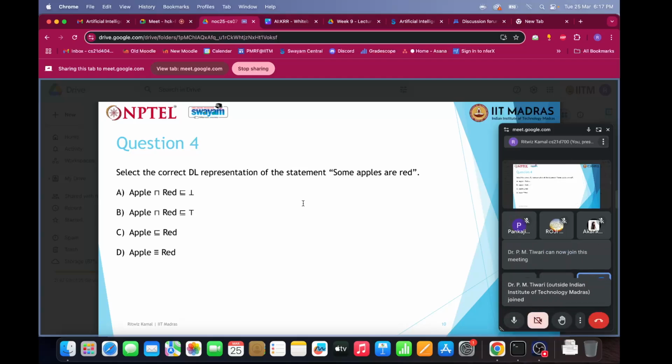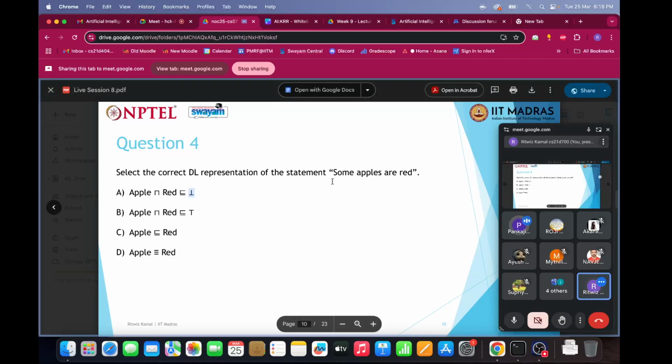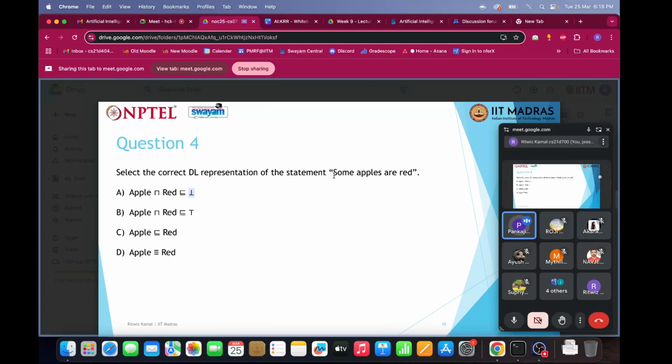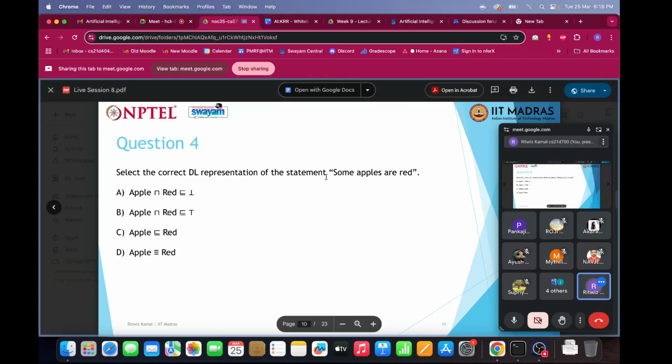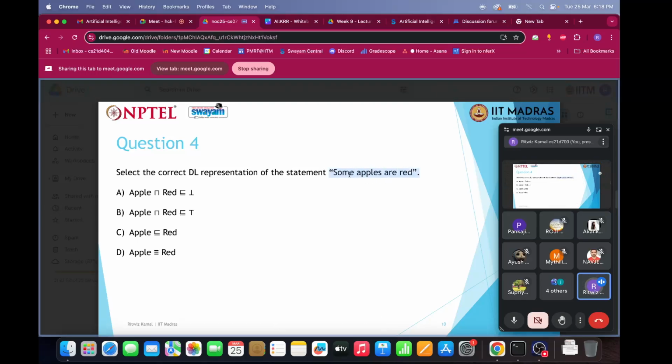Option A. So option A says that apple and red is subsumed by the bottom operator, which represents false. But false means it includes at least one, no? So basically we have to find a representation of this statement, "some apples are red." And in order to find this representation, we have to assume that the statement is true. So this represents the set of some entities that are apples and some entities that are red, and the intersection of those two sets should be true.